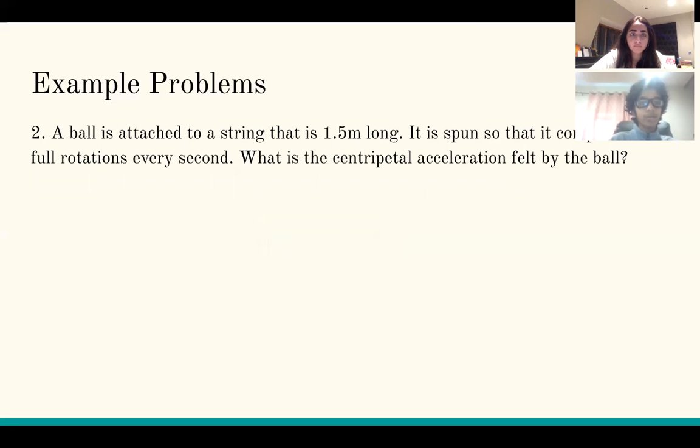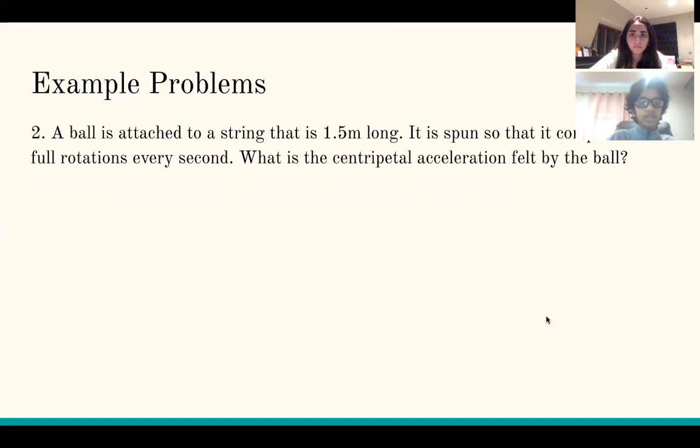For the second problem, we have a ball attached to a string, which is 1.5 meters long. It is spun so that it completes 2 full rotations every second. What is the centripetal acceleration felt by the ball? Again, I'll give you maybe 5 seconds to pause the video and come up with an answer. And once you've gotten it, we can go over the solution.